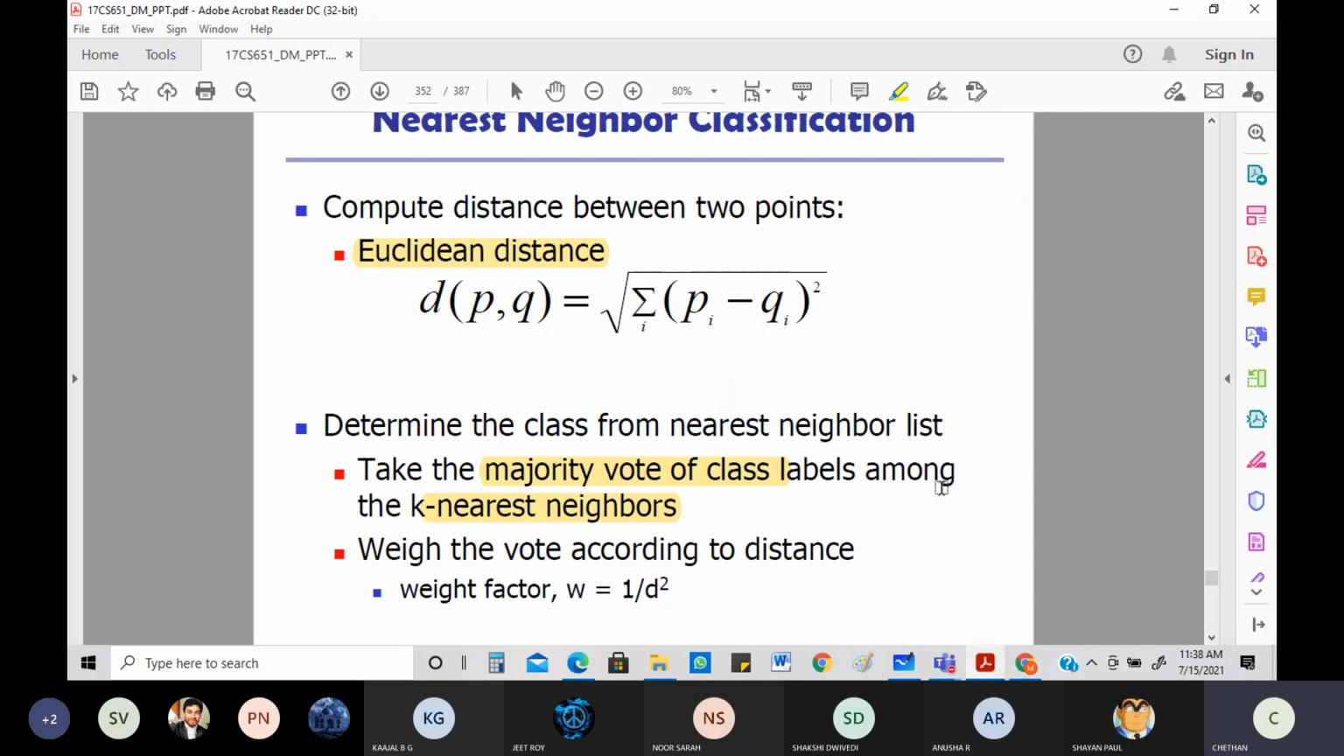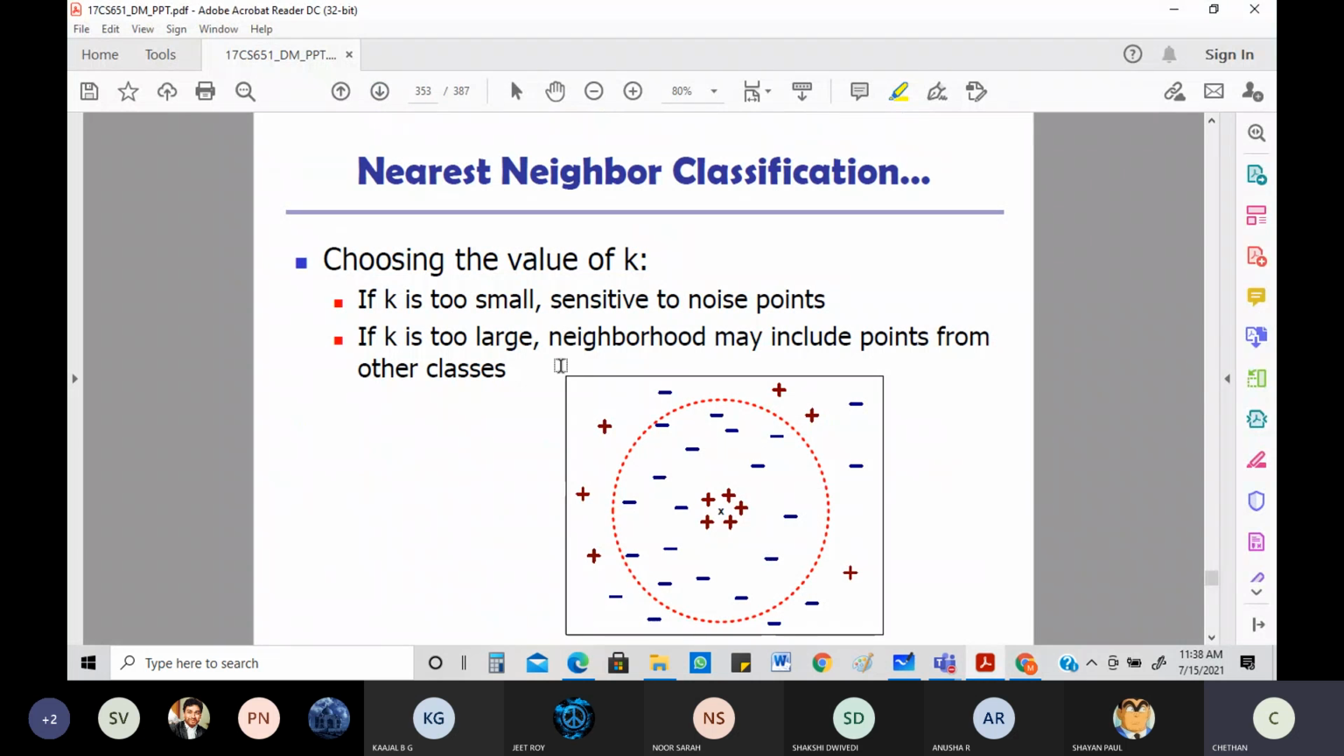If you go to the next part, how do you choose the value of k? If the k value is too small, almost everyone will be neighbors only. It is sensitive to noise points. It basically means everyone will be neighbors only. See, it's like this. If you keep your standards too low, everyone is good only. If you keep your standards too high, very few people will be your friends. So that's the thing that you got to keep in mind.